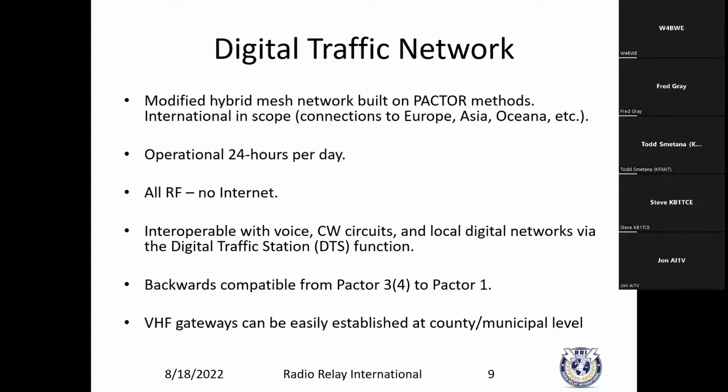The exception to this, of course, is the digital traffic network, this modified hybrid mesh network that operates 24 hours per day. It does automatic forwarding as soon as traffic is uploaded. It propagates through the system fairly quickly. And that's a whole different animal, right? Because it's automated. You don't need the time domain sequencing for DTN to operate. You simply have the layers operating as needed, throughout the day, 24/7.